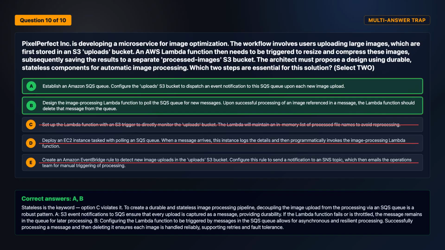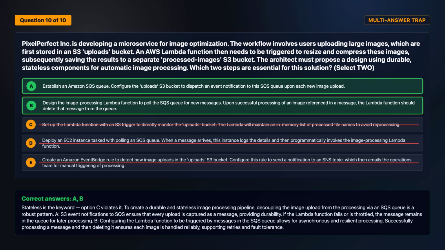The correct answers are option A and option B. Stateless is the keyword. Option C violates it. To create a durable and stateless image processing pipeline, decoupling the image upload from the processing via an SQS queue is a robust pattern. S3 event notifications to SQS ensure that every upload is captured as a message, providing durability.